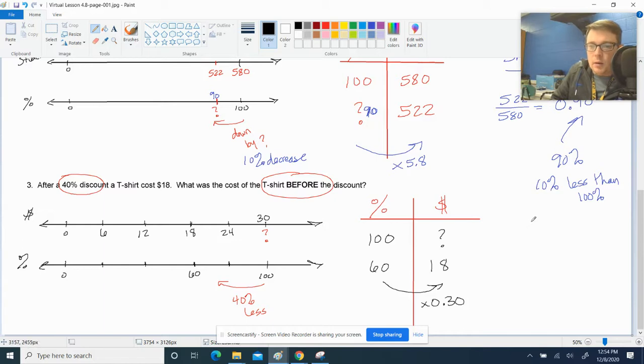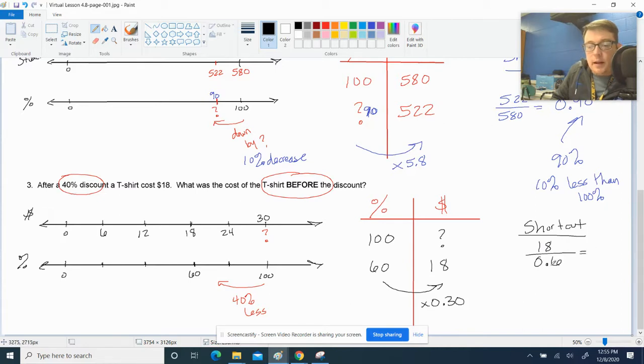A shortcut to this problem, a way that you could have done this without the table, without the double number line, is you know that 0.60 is your percentage, right? Because it's a 40% discount. So you know that 0.60 is going to be involved. But if you multiply it by the number that you have, which was 18, it wouldn't make it go up like it should. This is actually a problem where you can divide by your multiplier that you find.